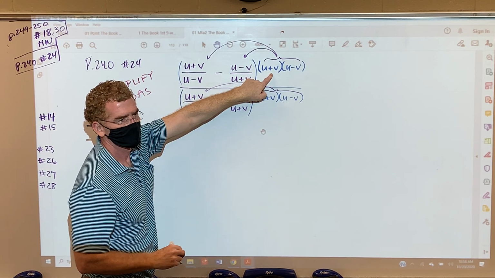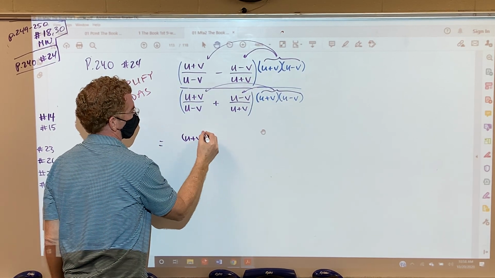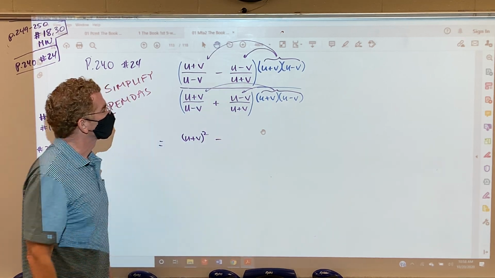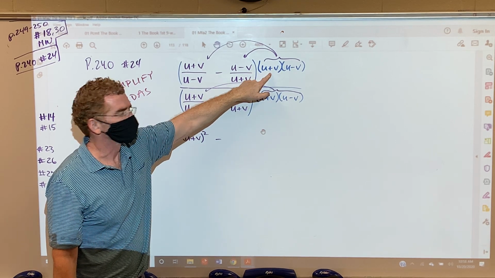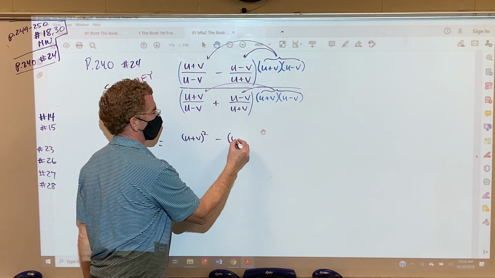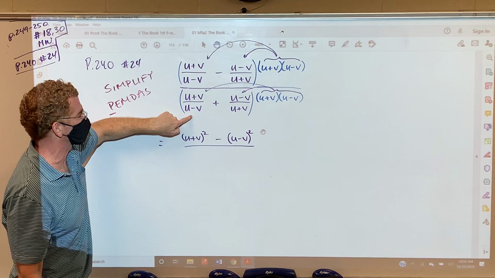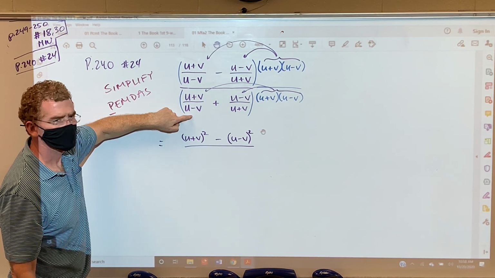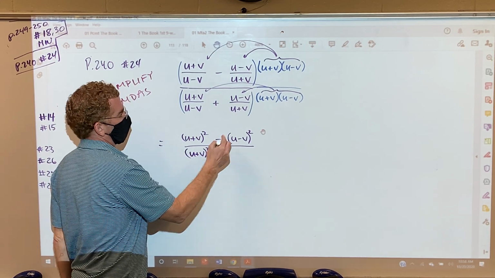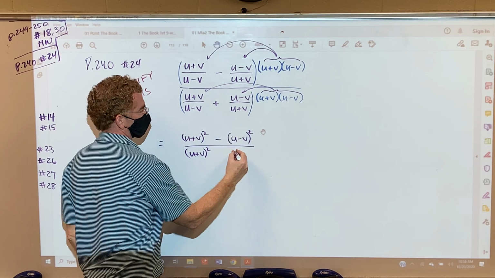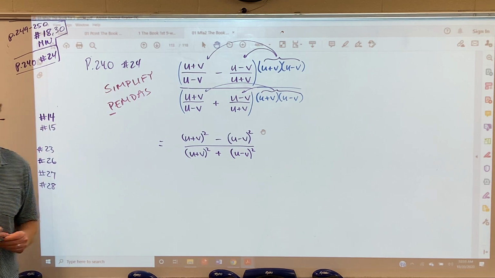What cancels? The u minus v's, and I'm left with u plus v squared. Bring down the negative. When I multiply that fraction by that, what do I get? u minus v squared. And on the bottom, when I multiply that times this, what do I get? u plus v again squared. And then that times that, what do I get? u minus v squared. Now, I don't know about you, but to me that already looks better.